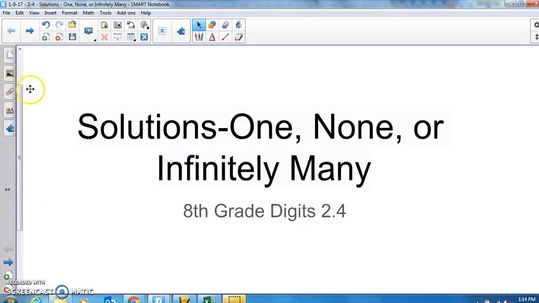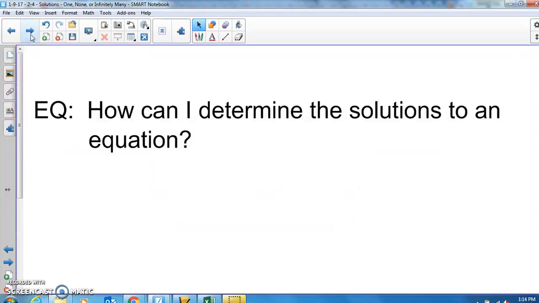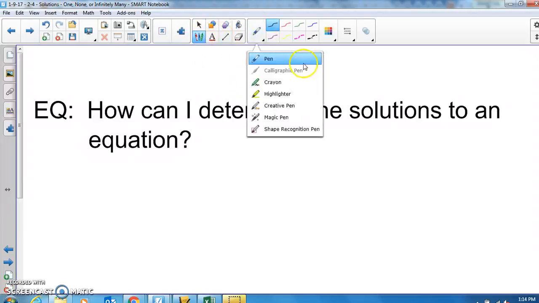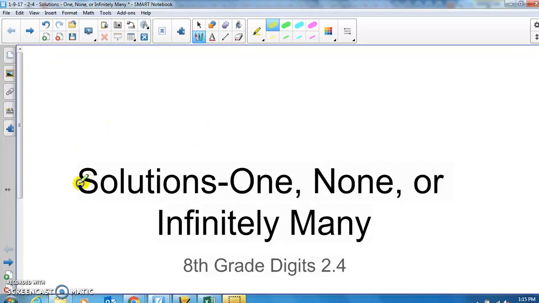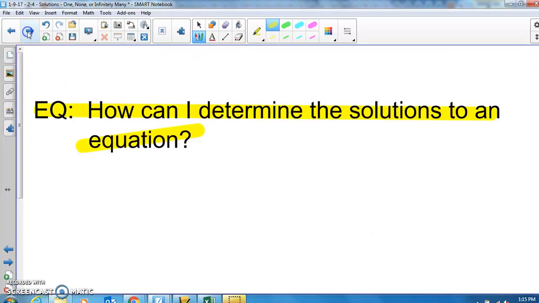So our central question for today is, how can I determine the solutions to an equation? If you'll take just a minute to copy this down, and I'll go ahead and highlight this. So if you'll get this essential question, and I'm going to go backwards, and if you will copy this topic down as well. And then pause the video as you need to, start it back up, ask questions, call me over. I'll be glad to help you.